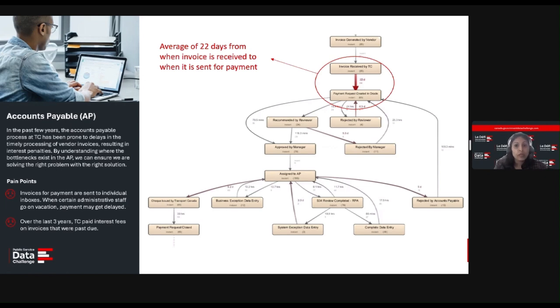Through process mining, it was validated that the current system, where invoices are submitted via email to individual administrators, proved to be inefficient and prone to bottlenecks, particularly when administrators are unavailable due to vacations or staff turnover. To address this issue and streamline operations, several recommendations were put forth.